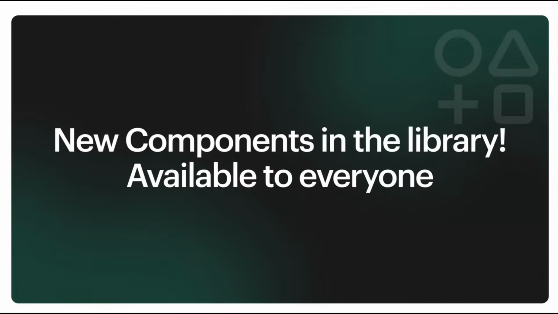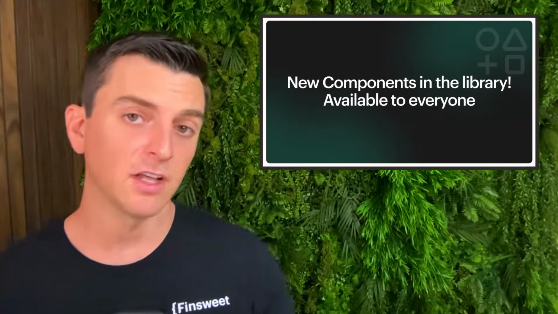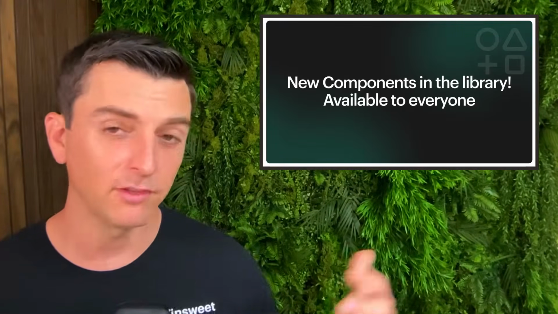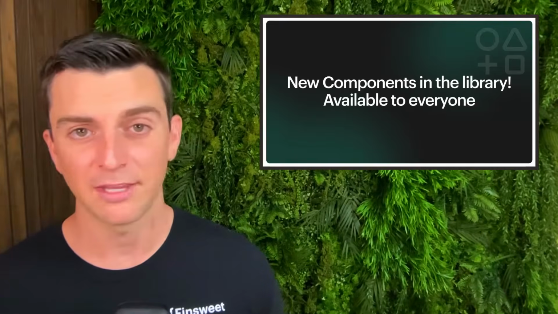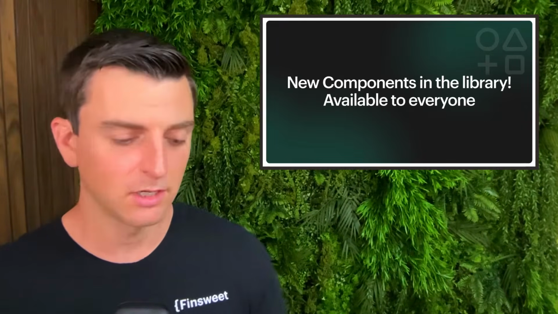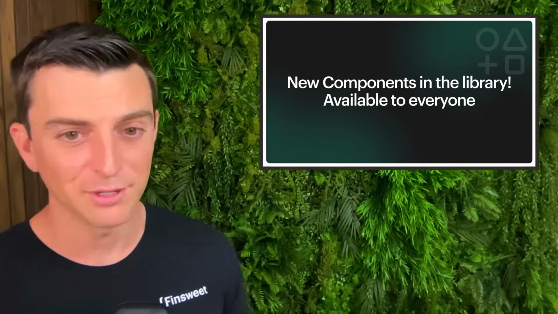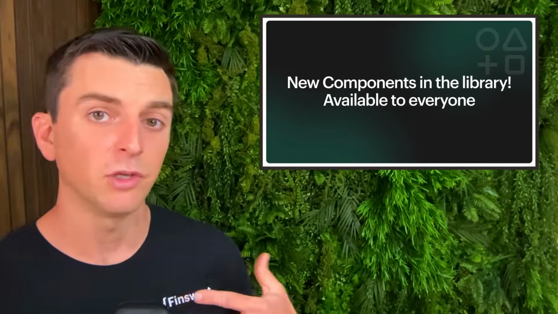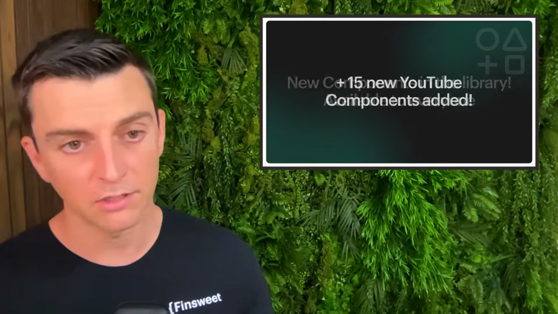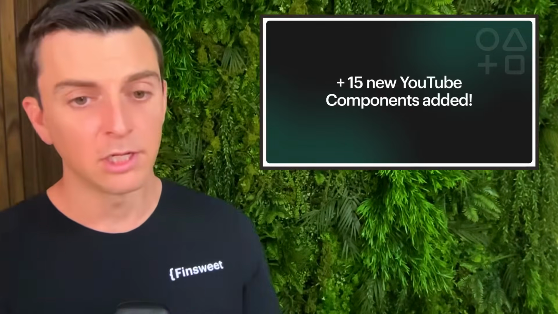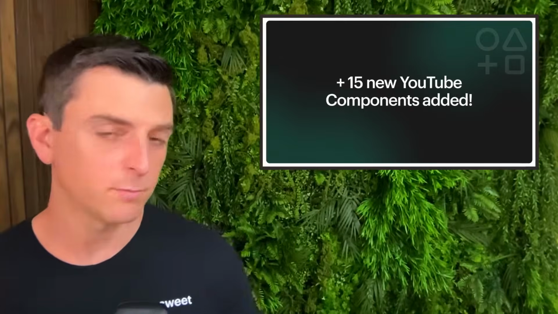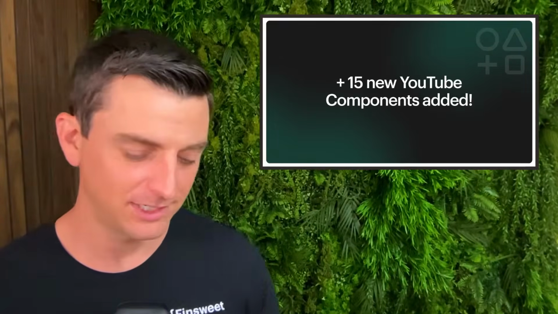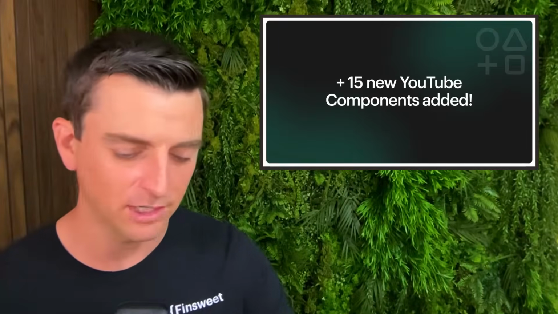We also have new components in the library. This is available to everybody. So the library is a combination of components that we make and components that you save to folders. It's just a library of all different things that you can put in it. So we are releasing a set of YouTube designed components, and there's 15 of them. New components added. They are super beautiful. They're going to be the nicest YouTube designed sections that we'll see on the web.